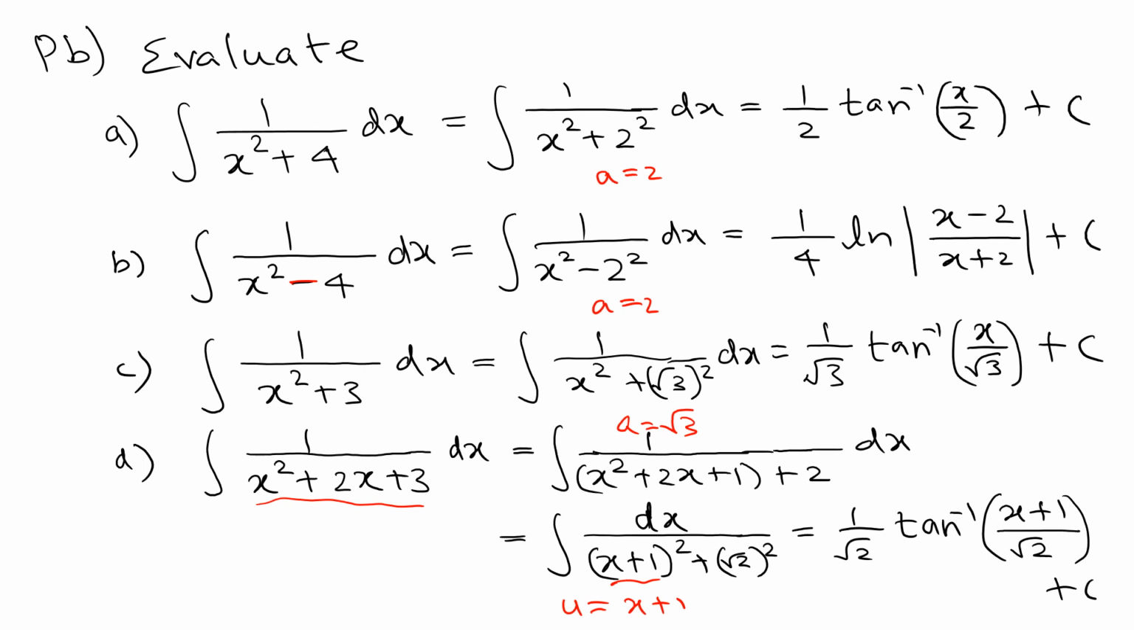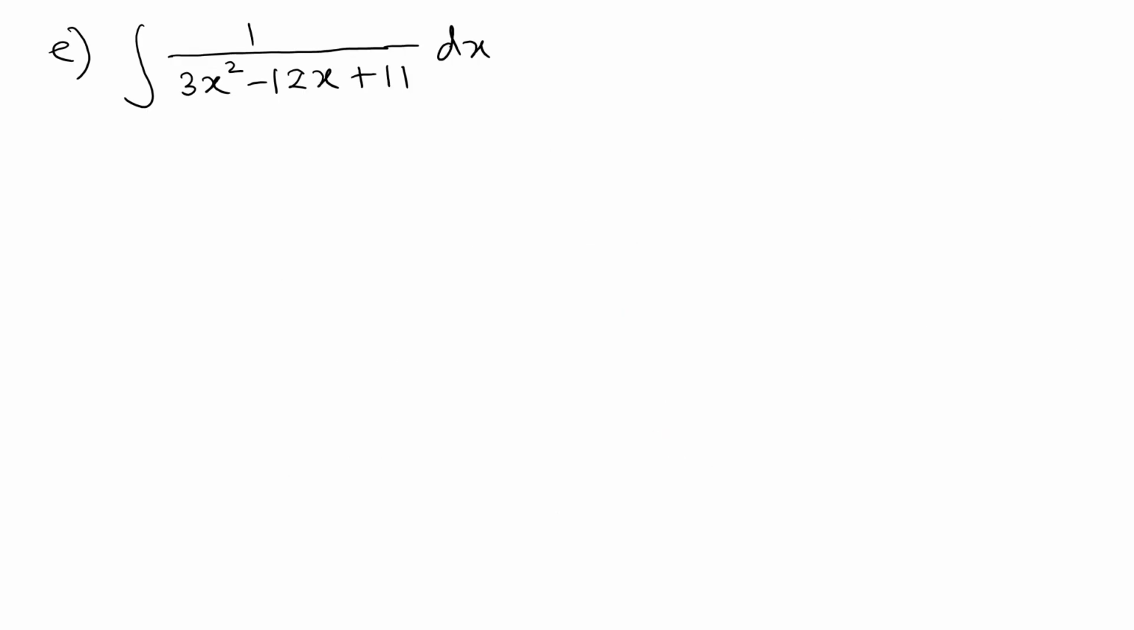So let's do one more example with a little bit harder problem. This is the last problem. We have 1 over 3x squared minus 12x plus 11. See whether you can actually integrate this one using any of those formulas first. You can stop the video and try it.